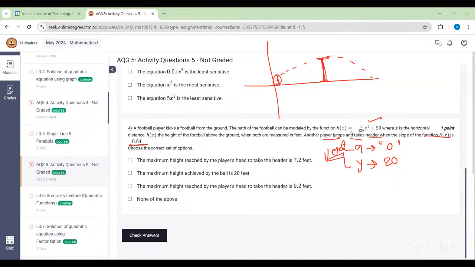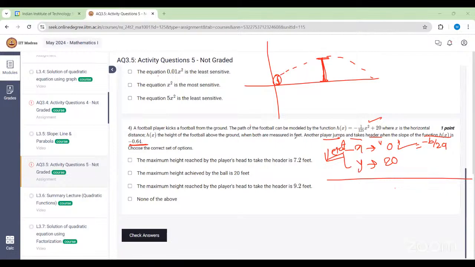Vertex formula? No, this is for the equation. The vertex formula is for the x coordinate. For the x coordinate, we have the formula minus b by 2a. And once you get the x coordinate, substitute that value in your function to get the y coordinate of the vertex. Is that okay? In this case, minus b by 2a equals 0, because what is b here? There is no x term, so b equals 0. Okay, I get it, ma'am.